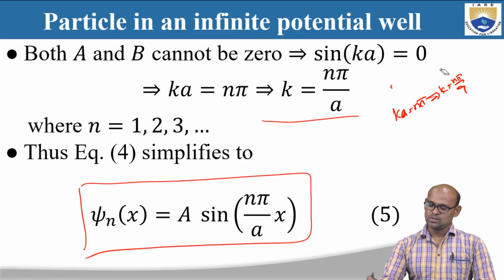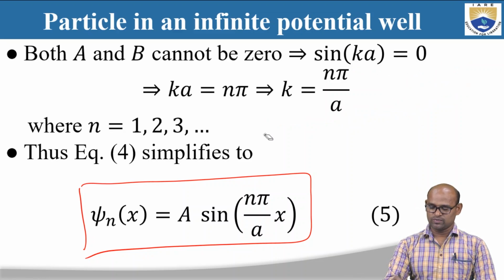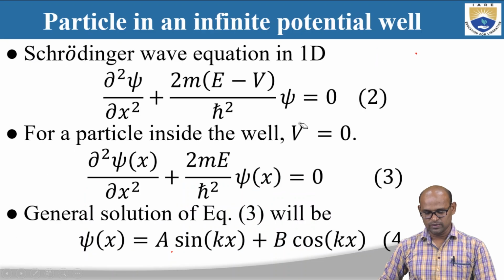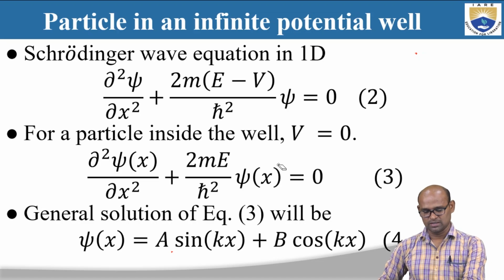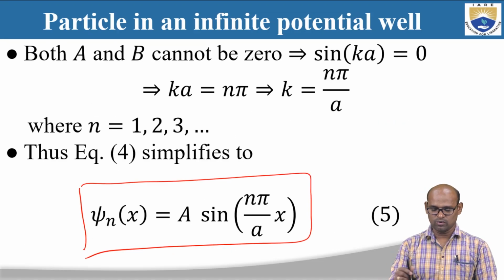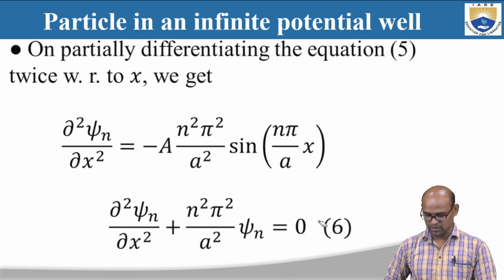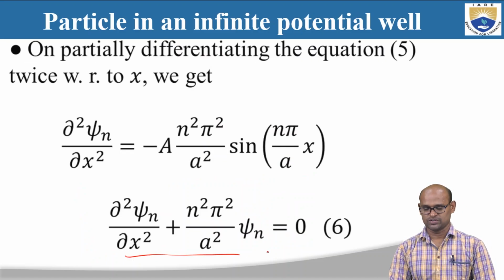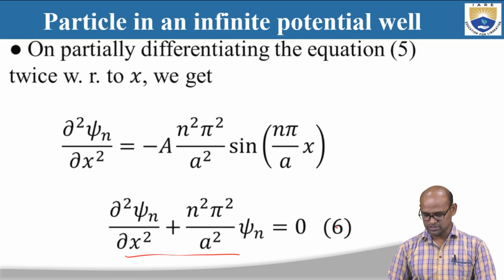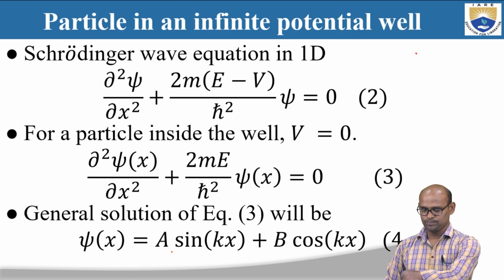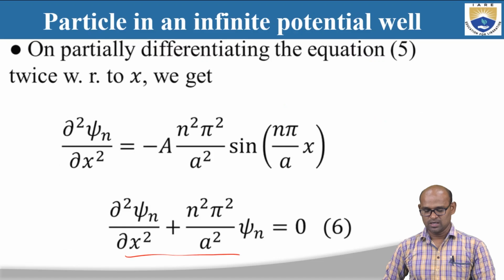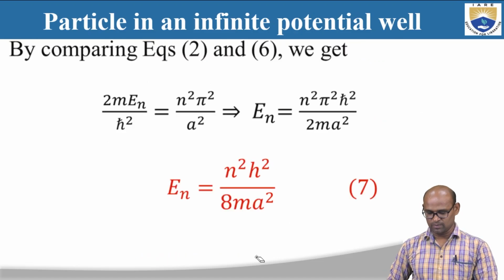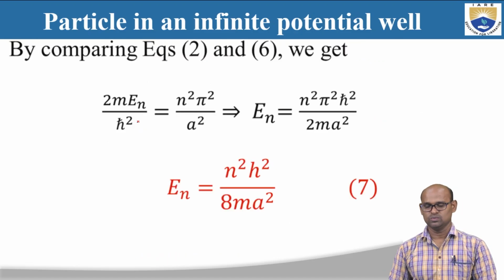Now we are going to differentiate this equation twice. Here there might be a doubt, but there is no doubt here. By differentiating the equation twice, we are going to end up with this equation. So comparing equation 6 and equation 3, if we compare, we will get these two terms.